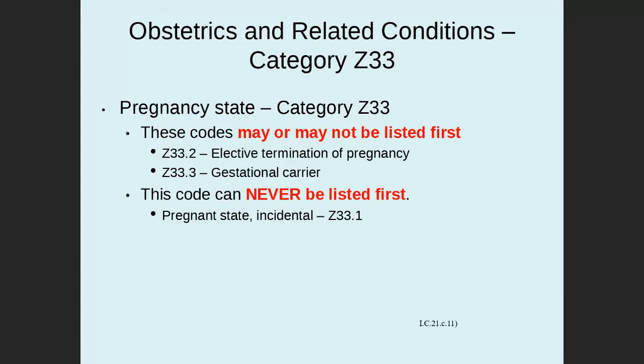Z33.3, gestational carrier. They're carrying the baby for someone else. This code can never be listed first. Pregnant state incidental, Z33.1.